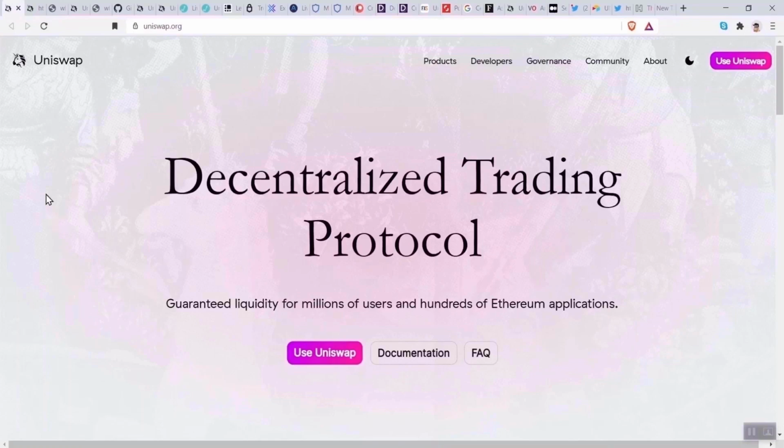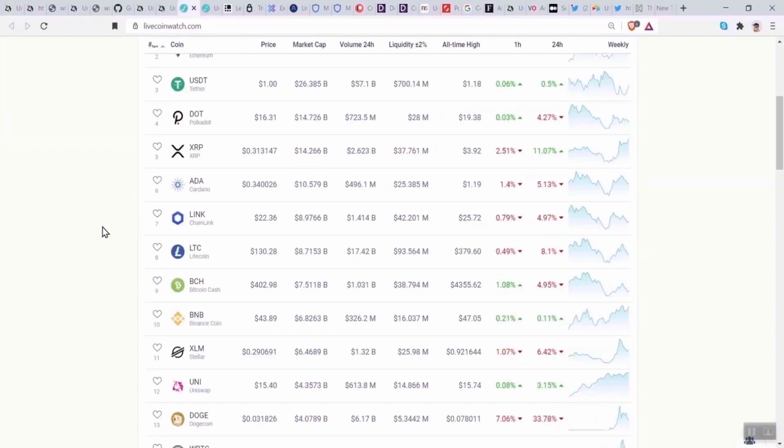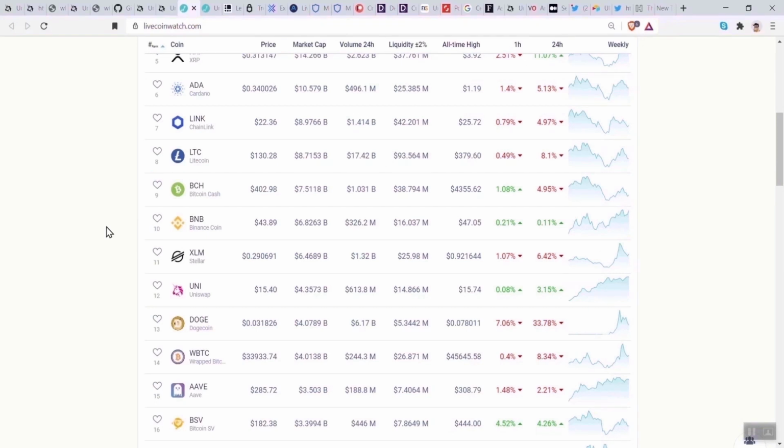Today's crypto project in focus is Uniswap, which according to its website is a decentralized trading protocol, one of these decentralized exchanges often referred to as a DEX. It is currently 12th based on circulating market cap.